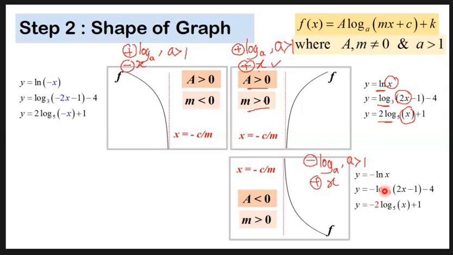And once again, we compare here: you can see the x coefficient is still positive, and the coefficient of log is negative. So this is the shape of the graph.